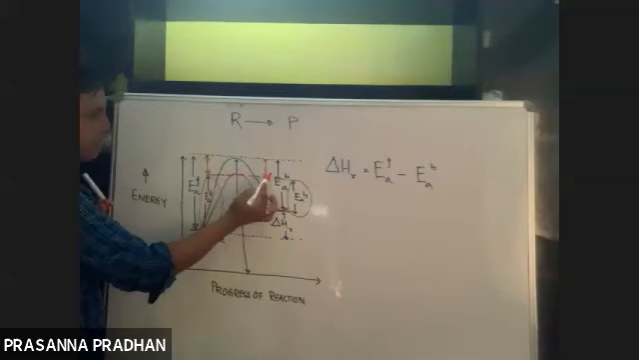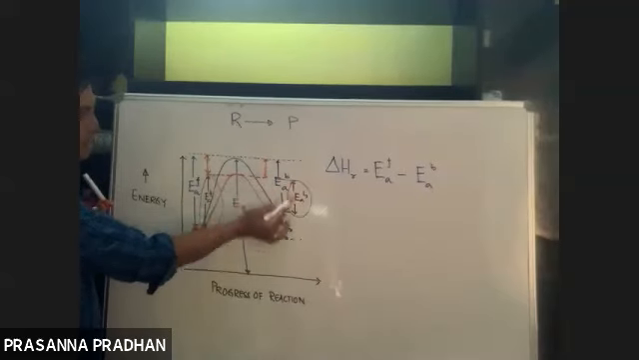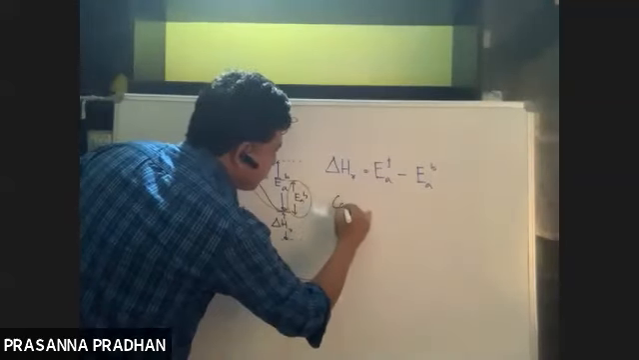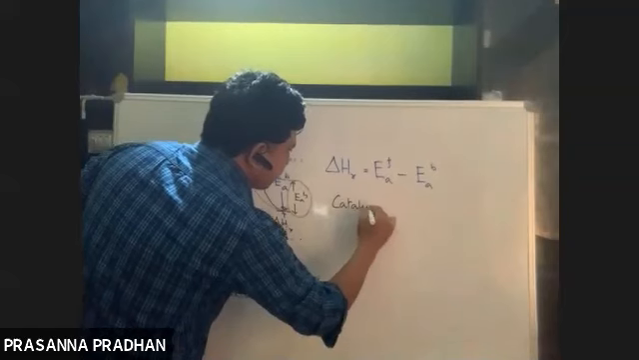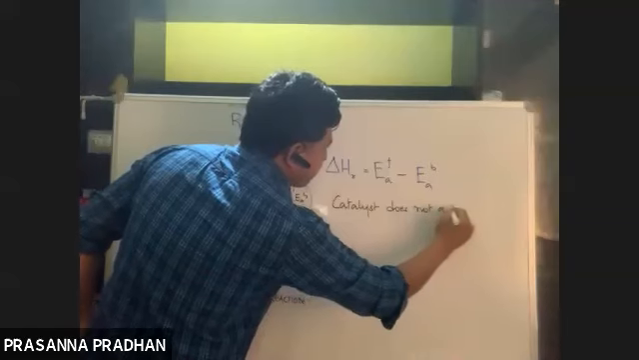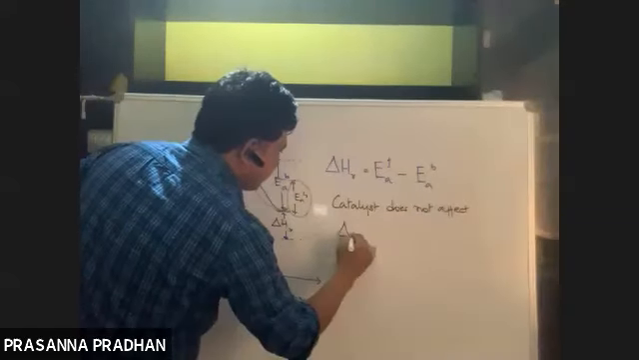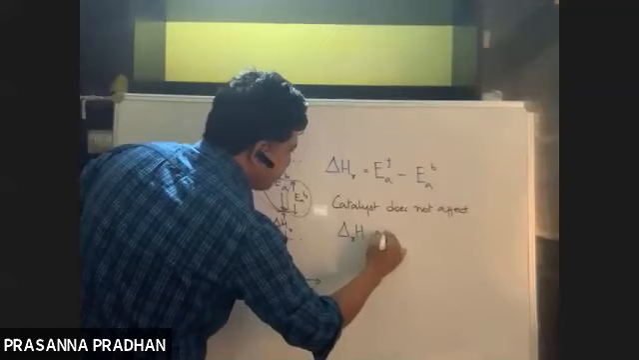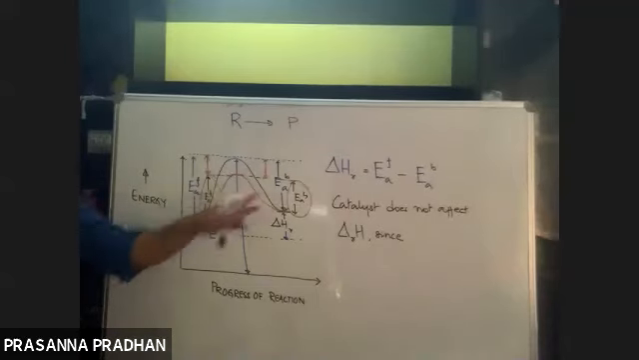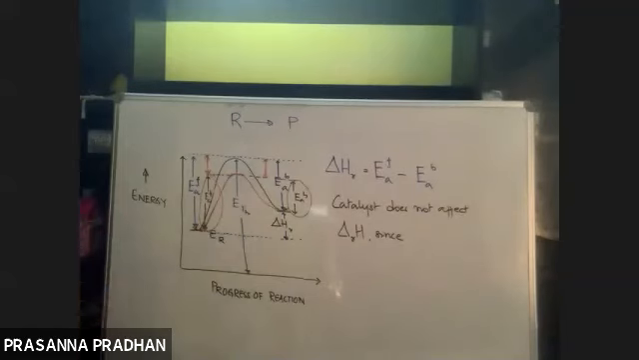See, in presence of a catalyst, activation energy for backward is decreased by this much. So a very important concept for your boards as well as the entrance part. Remember, a catalyst does not affect the value of delta H. Since, what is the answer? Why does it not affect the delta H? It affects the activation energy, yes, but delta H remains unchanged.